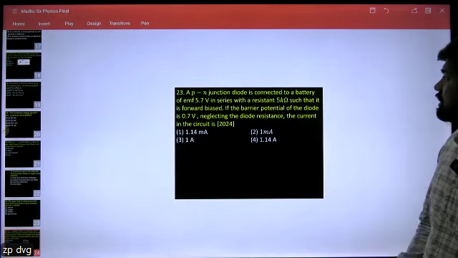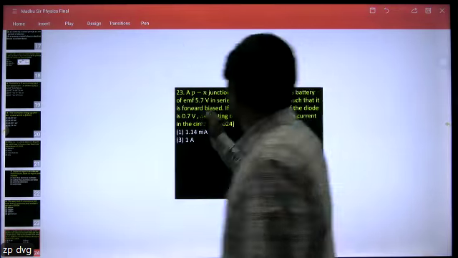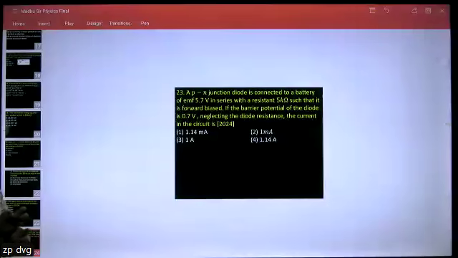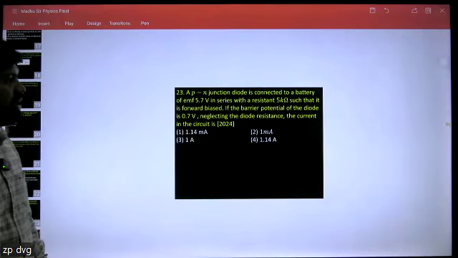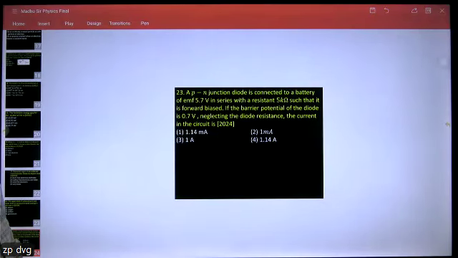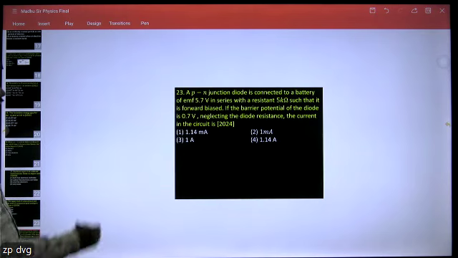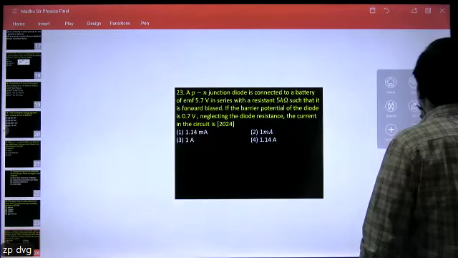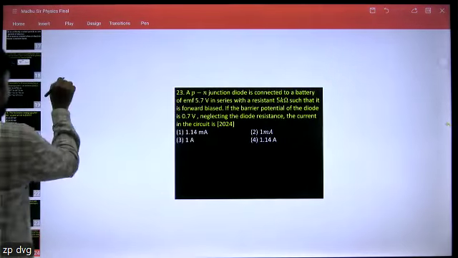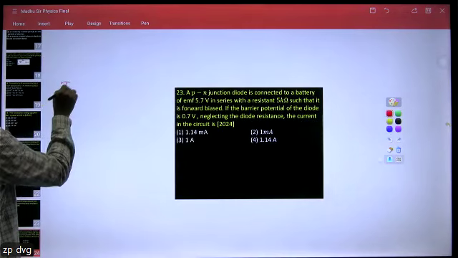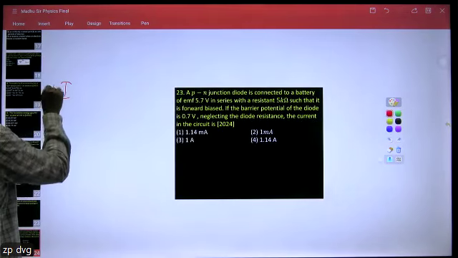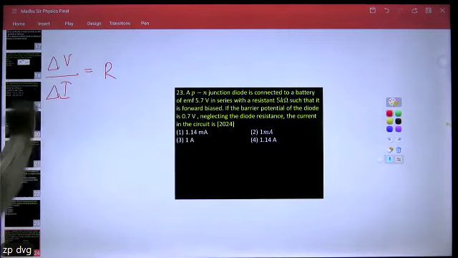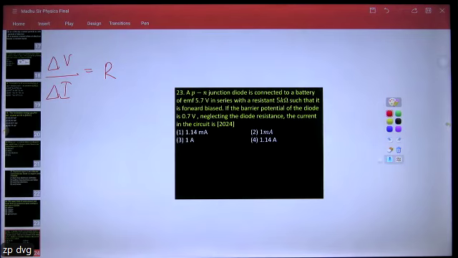A PN junction diode is connected to a battery of EMF 5.7 volt in series with a resistance of 5 kilo ohms such that it is in forward bias. If the potential barrier of the diode is 0.7 volt, neglecting the diode resistance, they are asking to calculate the current. Your current I is equal to delta V by R.